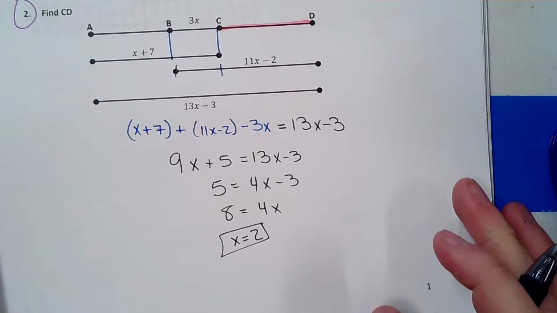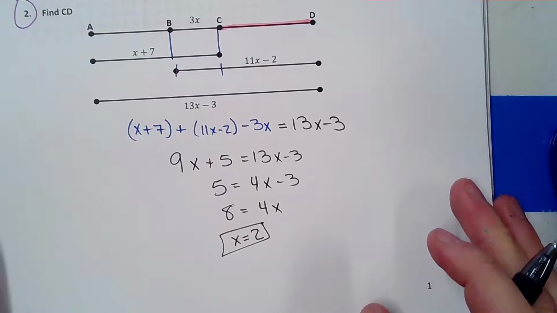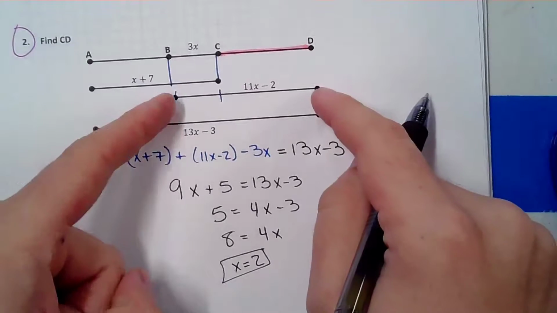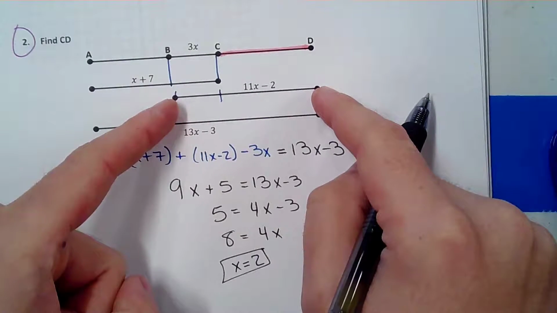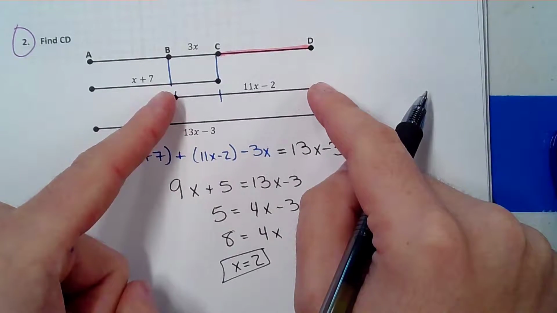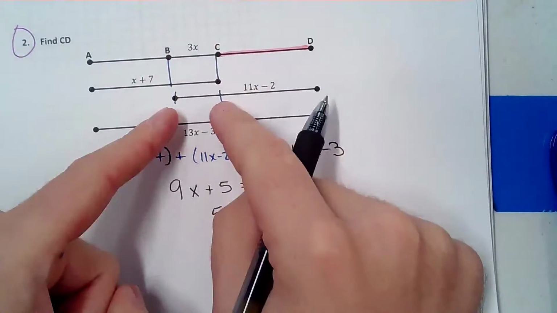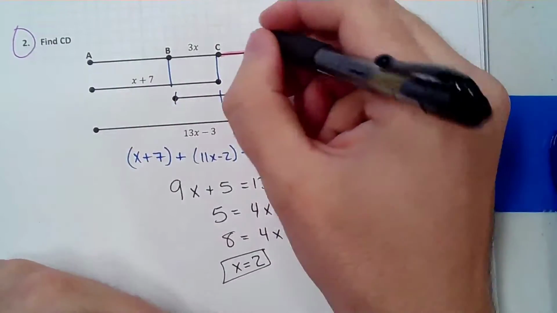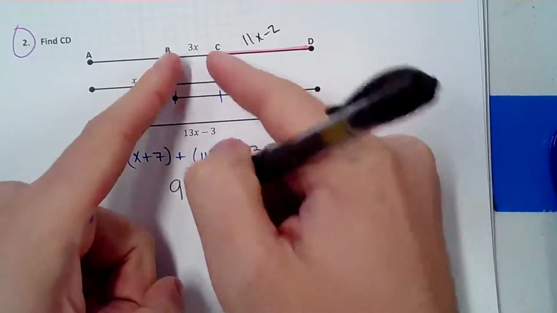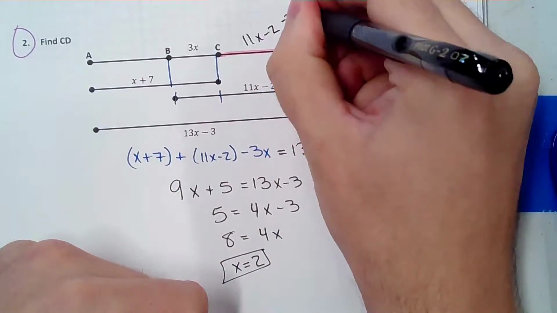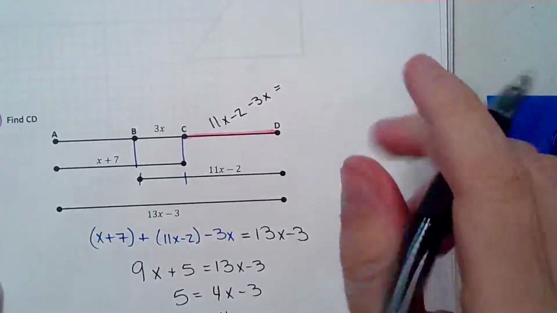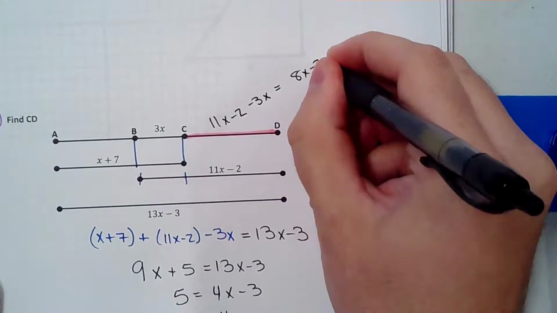Are we done? No, we need to find CD. So how do we find CD? Well, this is basically CD, but it's too long, right? What could we subtract from this to make it the right size? 3x, right? If we subtract that bit, we get the right size, don't we? So CD is going to be 11x minus 2, this bit, minus the piece that goes too far. Minus 3x. Well, 11x minus 3x is going to be 8x minus 2.